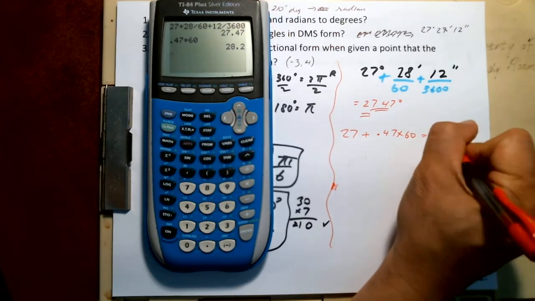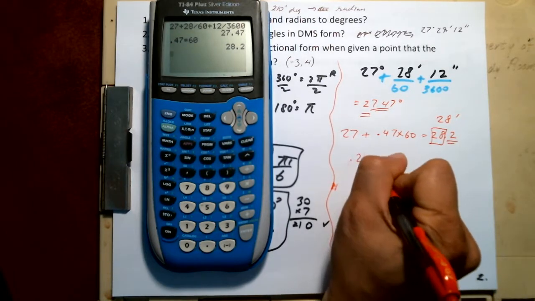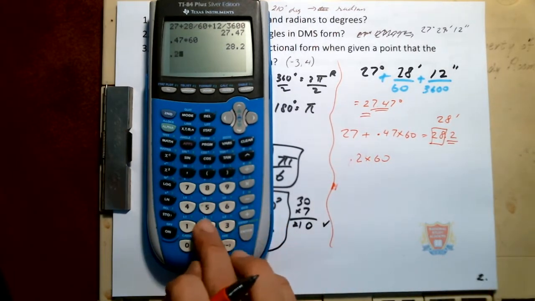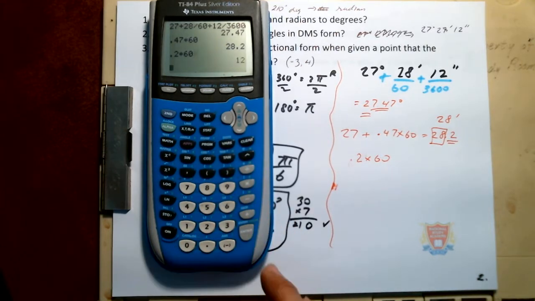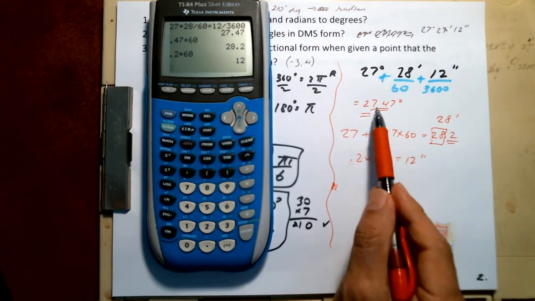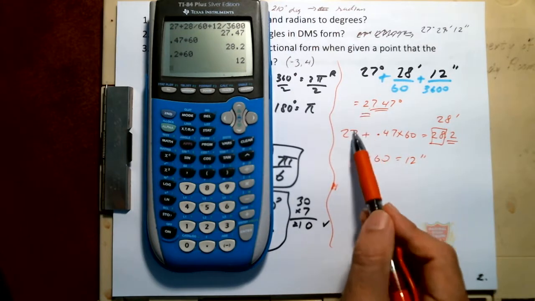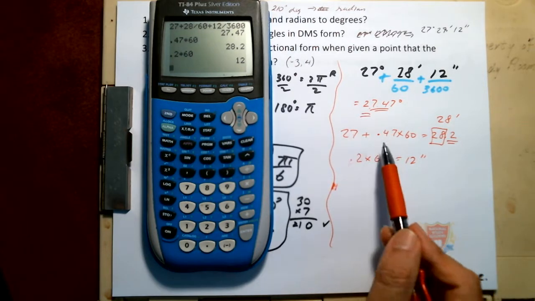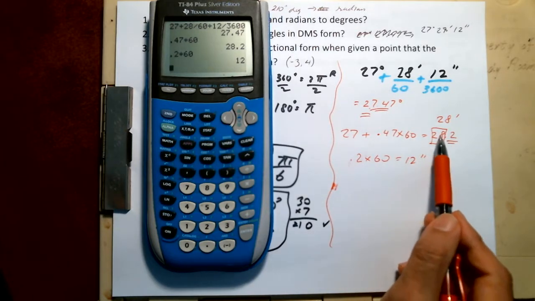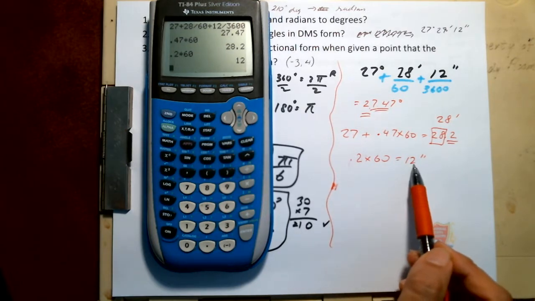And so this whole portion right there, that's the 28 minutes. Now we take the 0.2 and multiply by 60 again. You end up with 12, and that's equal to the number of seconds. So you take the decimal state, the 27, the whole number portion, just 27. You take the decimal, multiply by 60. Whatever the whole number is, that becomes your minutes. Then you take the fraction of that, 0.2, multiply by 60 again, and you end up with 12 seconds.